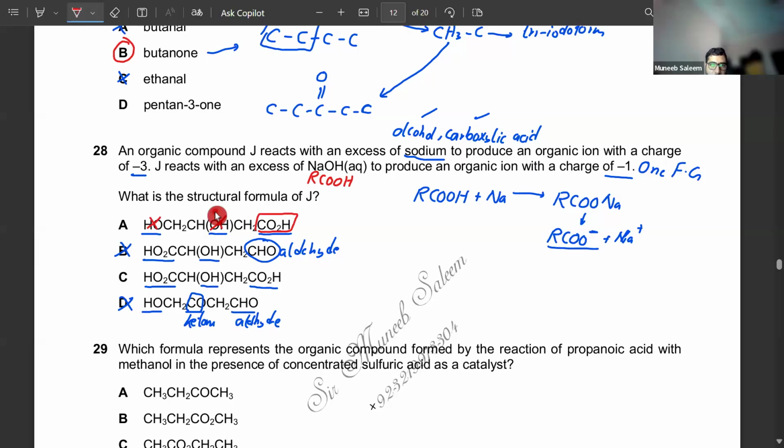So there's only one part. And in option C, we have 2 carboxylic groups. That means the charge given by compound C will be -2, but we require -1 charge here. So -2 is not the correct answer. Option A gives -1 charge, and that's the one we require. So that's why A is the correct option.